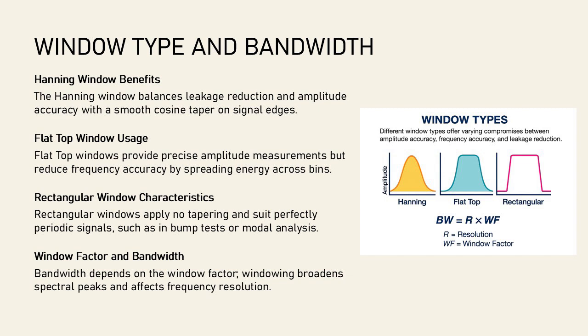Bandwidth is calculated as BW equals R times WF, meaning that applying a window increases the apparent width of spectral peaks. Analysts must select the appropriate window based on diagnostic goals: use Hanning for general machinery analysis, flat top for amplitude-critical tasks, and rectangular for controlled periodic signals. Understanding these trade-offs ensures accurate interpretation of vibration spectra and prevents misdiagnosis caused by spectral artifacts.